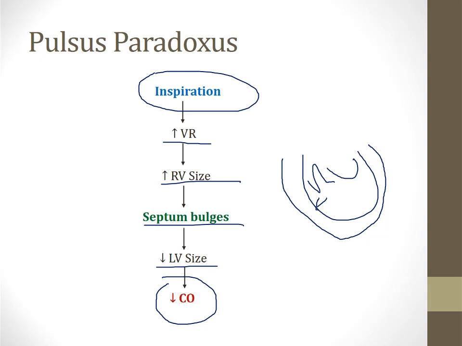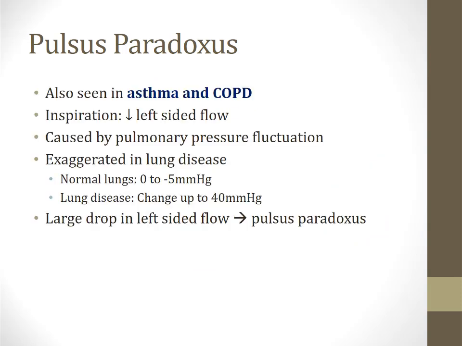Usually it's not that severe, but if you examine the patient, you can measure the blood pressure change with inspiration, and you'll find a drop of more than 10 millimeters, and that is diagnostic of pulsus paradoxus. The normal drop is always less than 10 millimeters. It's high yield for your boards to know that a pulsus paradoxus can be seen in lung diseases like asthma and COPD. The physiology behind pulsus paradoxus in these conditions is very different from the physiology in tamponade.